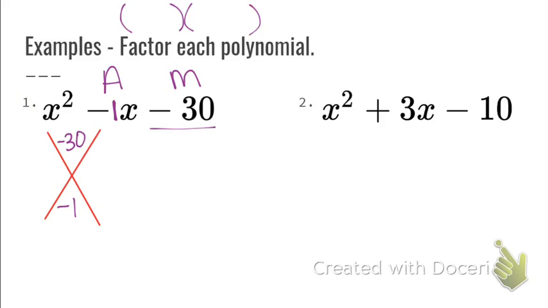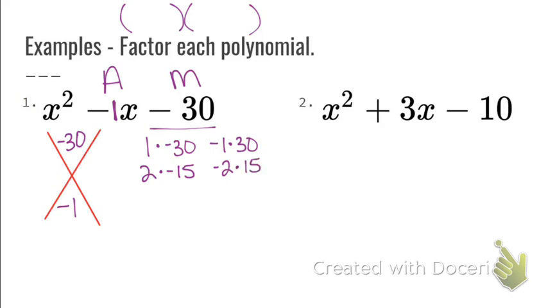So when we look at our factors of 30, we have to remember that one of them needs to be positive, one of them needs to be negative. And we did do this on Monday when we just talked about our numbers. We didn't necessarily factor with them yet. One positive, one of them negative.